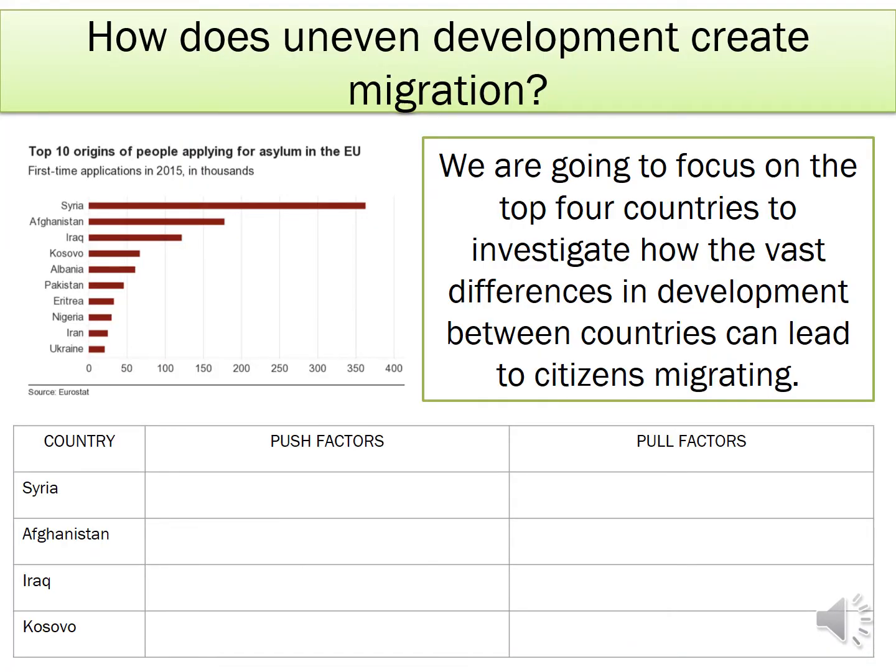So learning objective 2 of this lesson is to look at why uneven development creates migration. So why does a level of development within a country cause people to move to another country? Now, the first thing you can see on this slide is a bar chart that shows you the top 10 origins of people applying for asylum in the EU. So that's just people that are asking to move to an EU country from their home country.